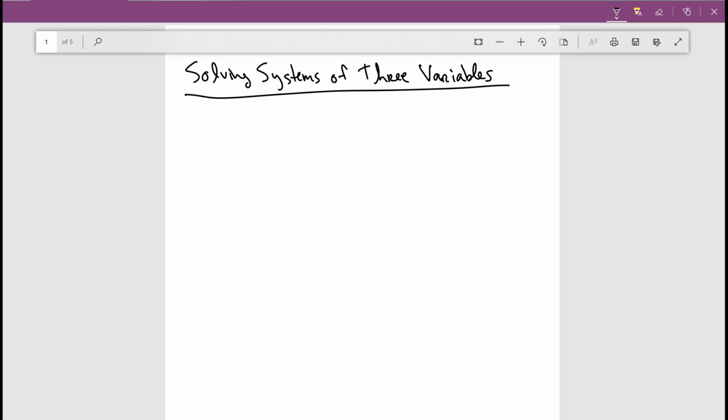This next section is going to be about solving systems of three variables. So far we've been able to solve for x and for y using two equations. Now we're going to use three equations to solve for x, y, and z. So now these equations are in three-dimensional space. So let's start off with a question.